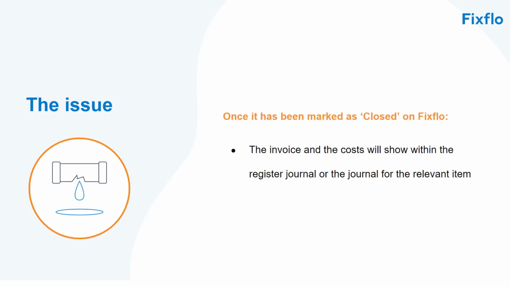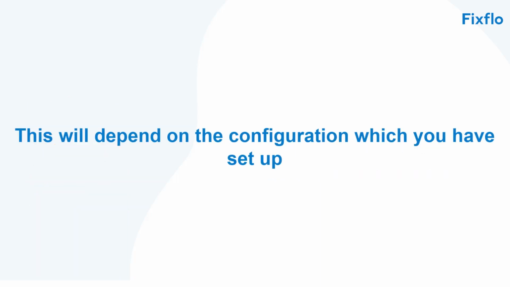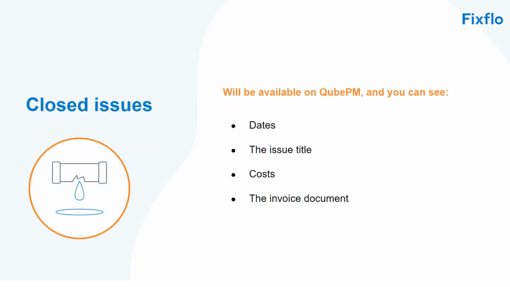The issue will then continue to be progressed on Fixflo, and once the issue has been marked as closed on Fixflo, the invoice and costs which were added onto Fixflo by the contractor will show within the register journal or the journal for the relevant item. This will depend on the configuration which you have set up. This will include dates, the issue title, costs, and the invoice document will be attached.